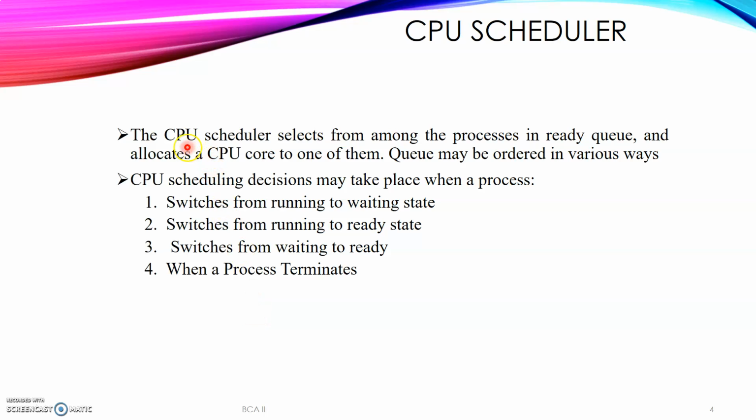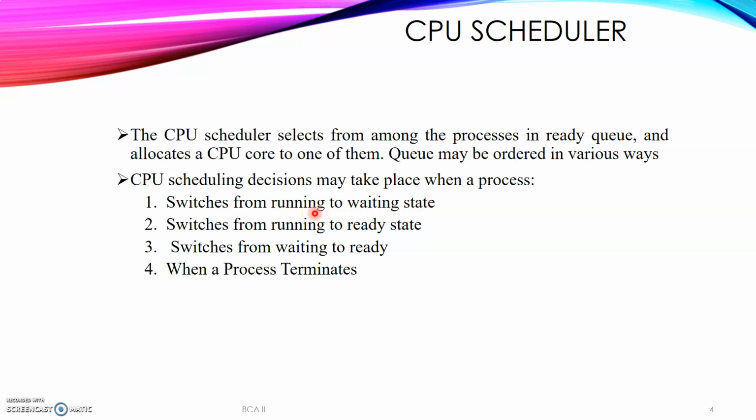When the CPU scheduler selects from among the processes in the ready queue and allocates the CPU to one of them, the queue may be ordered in various ways. The first situation is when the process switches from running to waiting state. What is the running to waiting state?